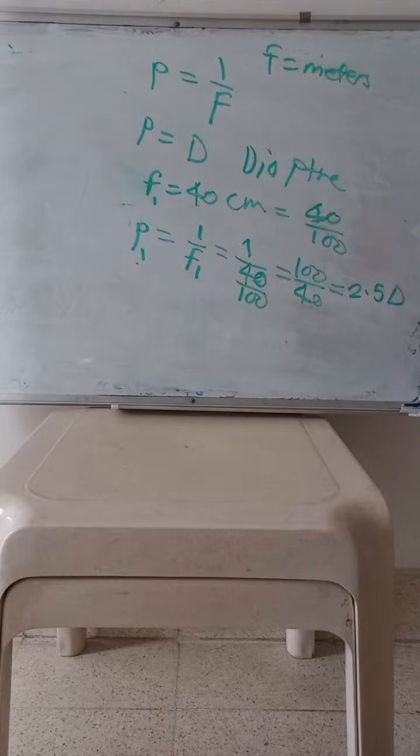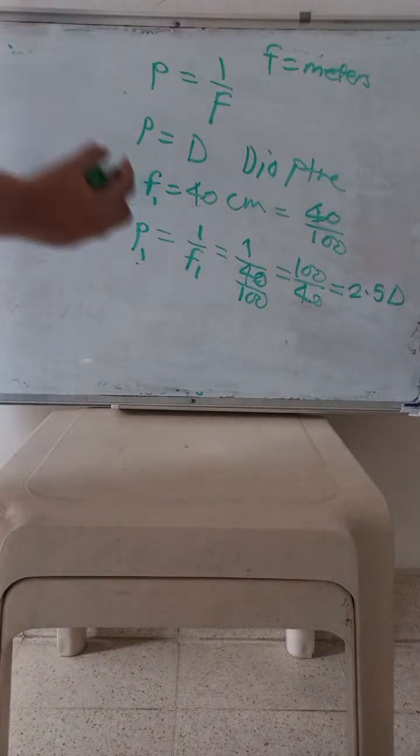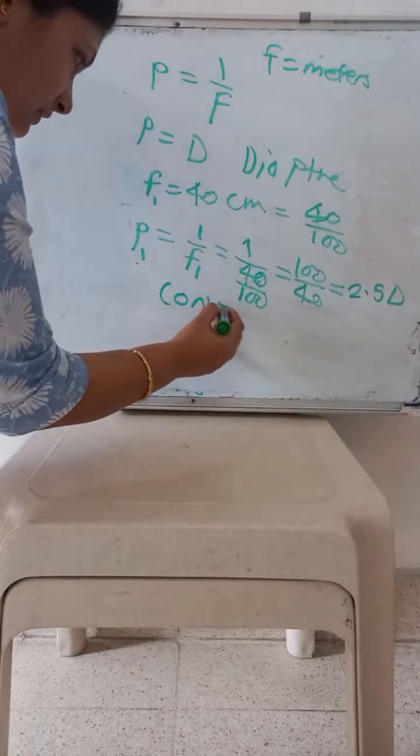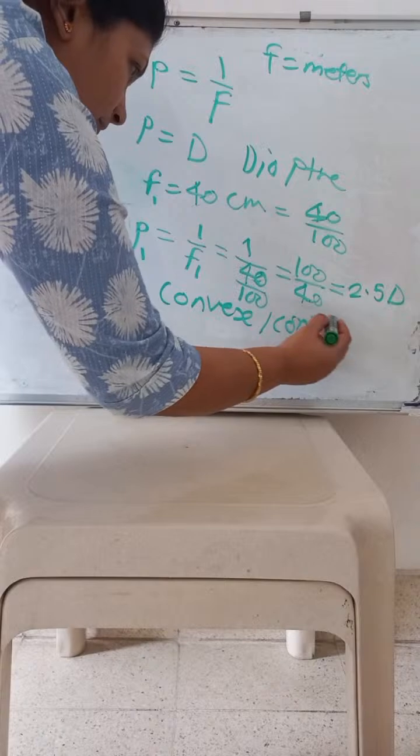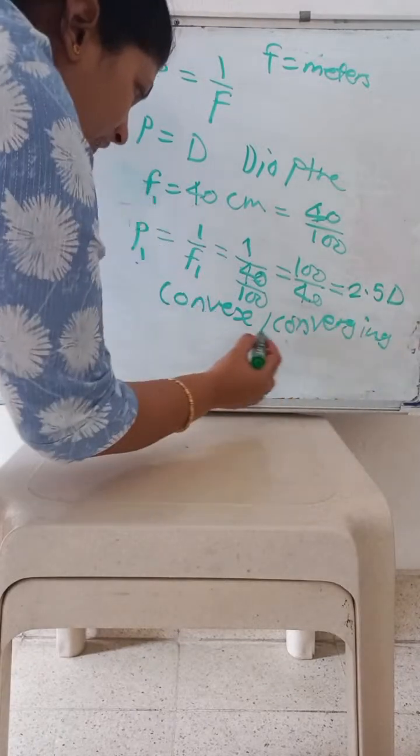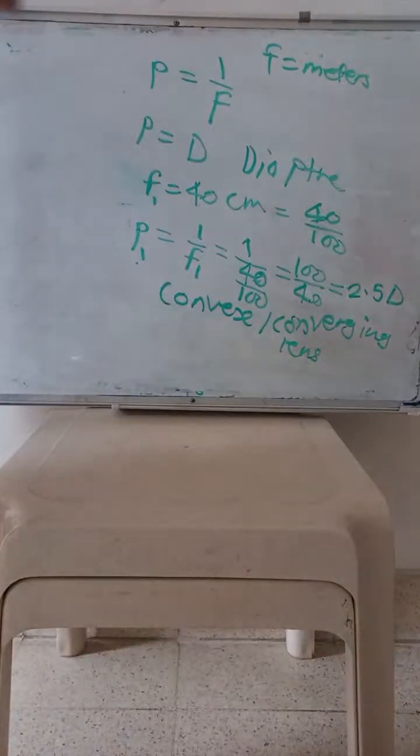Okay, copied everyone. So in there only, they are asking about the second one. The second lens is minus 20. They are also asking the nature for both. As here the power we are getting is positive and the focal length is also given positive, this is nothing but a converging lens, or we can say that it is a convex lens. Convex or converging lens. Okay, so this is the first part.